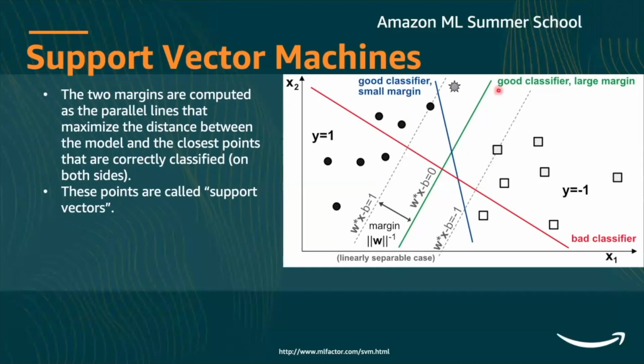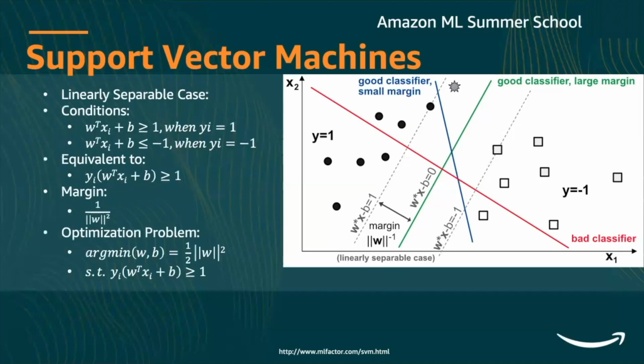The core idea of the SVM is to maximize the margin under the constraint that the classifier does not make any mistake. So the SVM solves the following optimization problem when the data is linearly separable. You would want all the samples of class 1 to be on the right hand side of this margin, and all the samples of class -1 on the left hand side of this gray line, which is equivalent to saying y(w transpose xi plus b) is greater than or equal to 1, and the margin is denoted by 1 by norm of w squared.